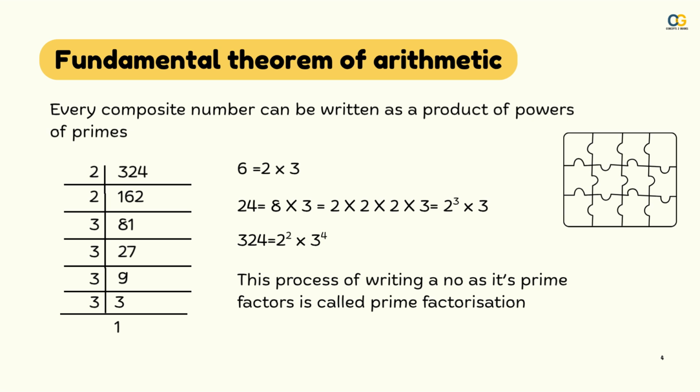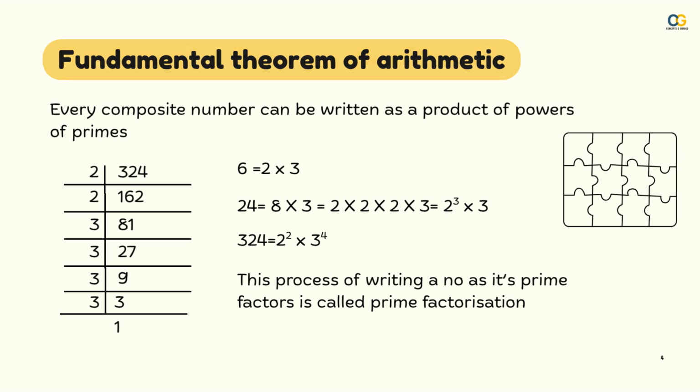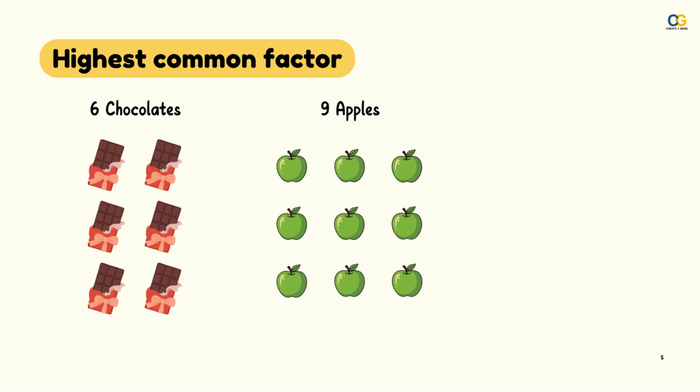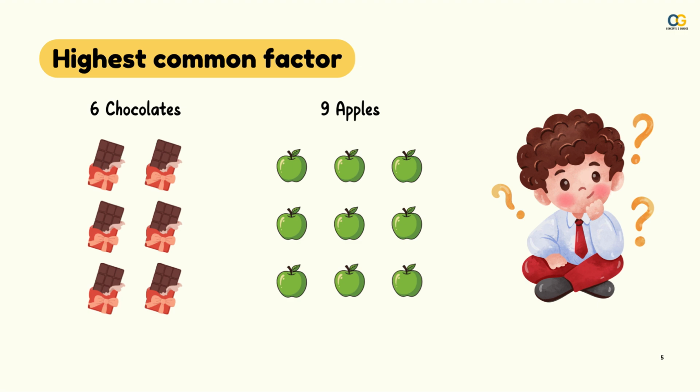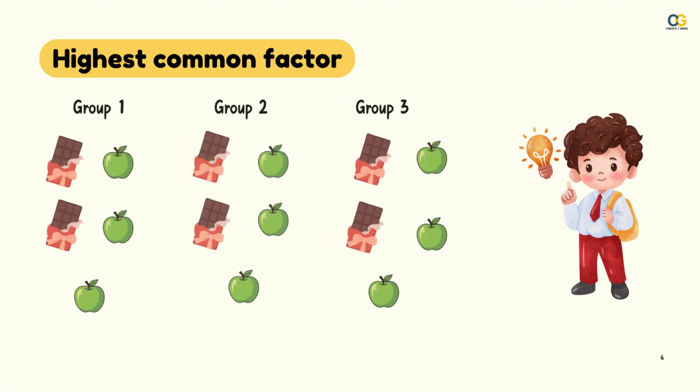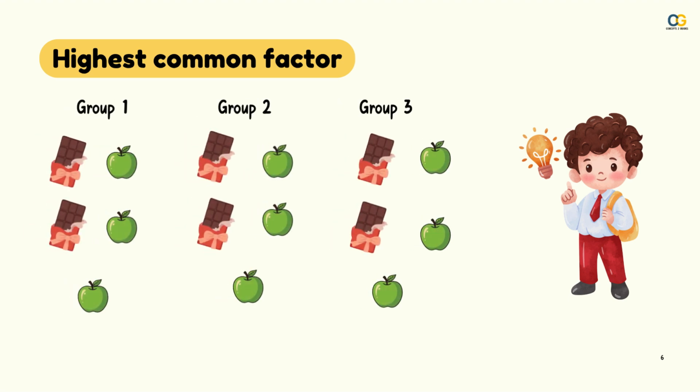Using this, we generally find HCF and LCM, which are highest common factor and least common multiple. Let us see what this means. Highest common factor. Let us understand what this means physically first. Let us say you have 6 chocolates and you have 9 apples. You want to make groups of this such that each group gets the same number of chocolates and apples. How will you split it in groups equally? Well, you can do some trial and error and realize that you can make 3 groups where each group has 2 chocolates and 3 apples.